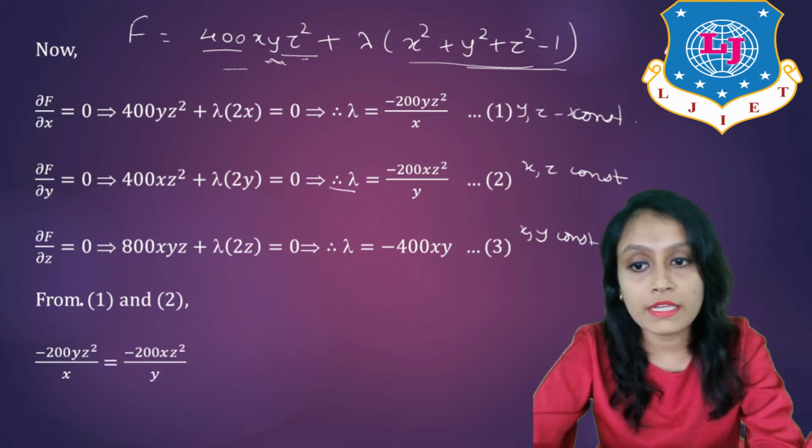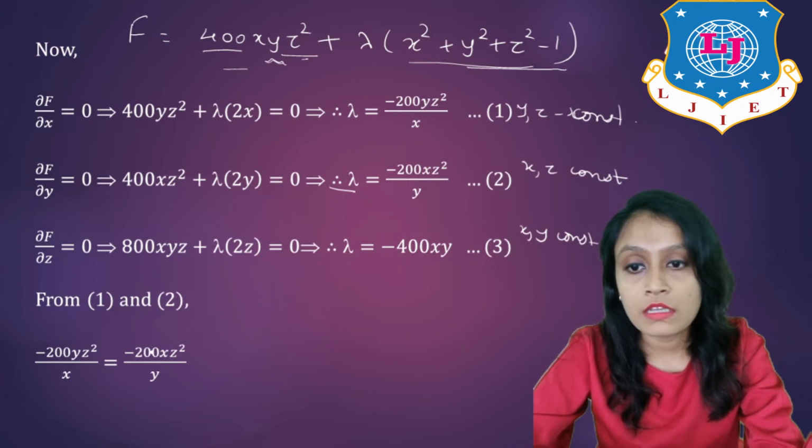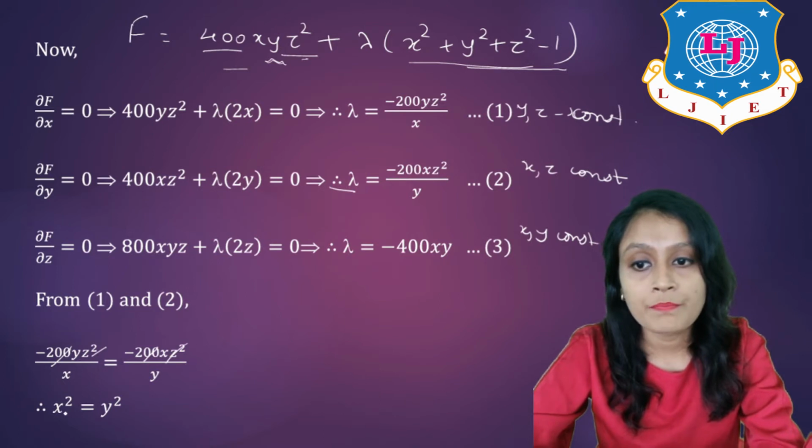Now we have to equate equation number 1 and equation number 2. So from this you will get minus 200 yz square upon x is equal to minus 200 xz square upon y. Okay, now this minus 200 will get cancelled. Okay, z square will get cancelled. So what will remain is x square is equal to y square.